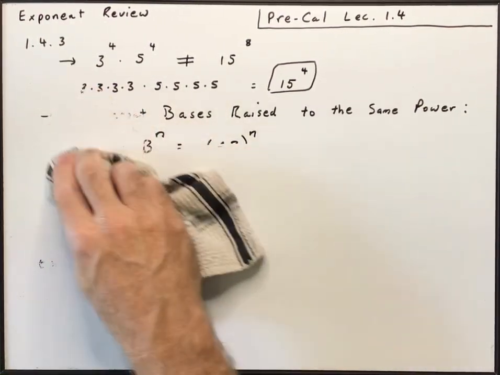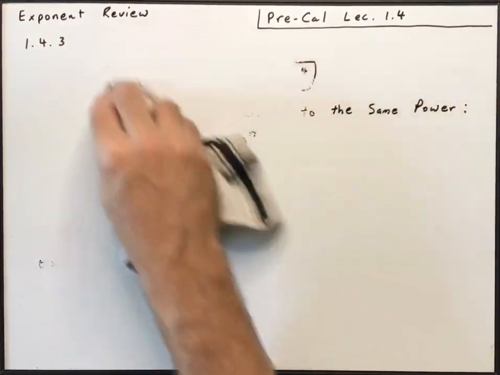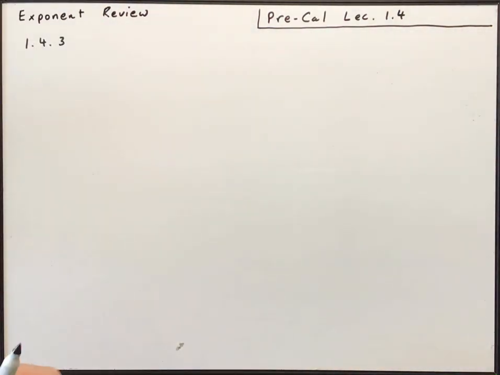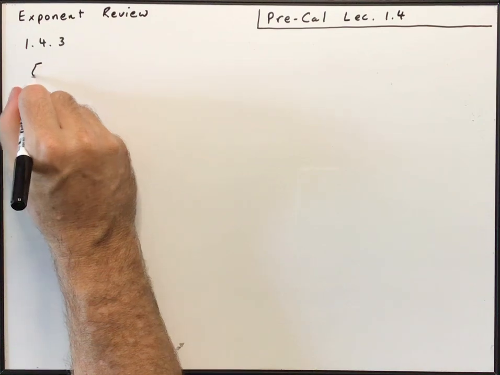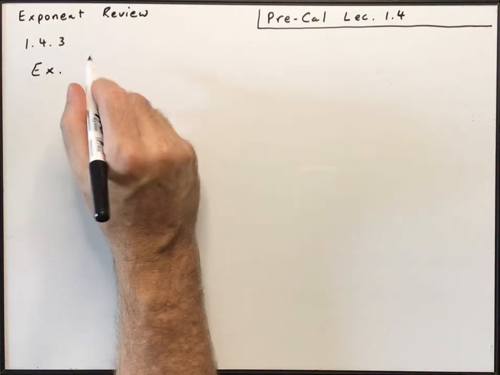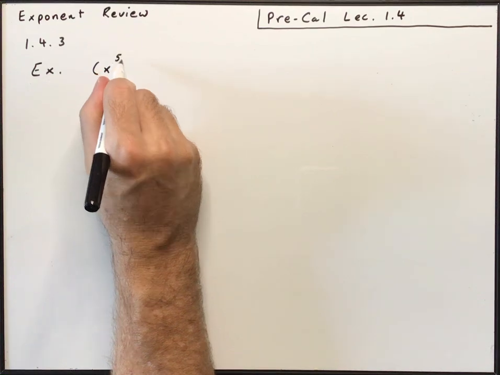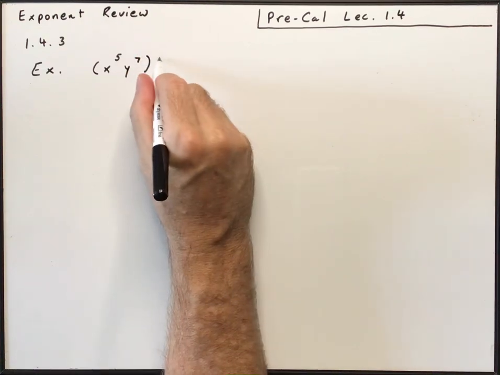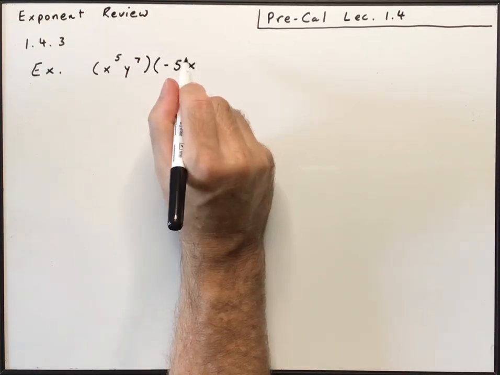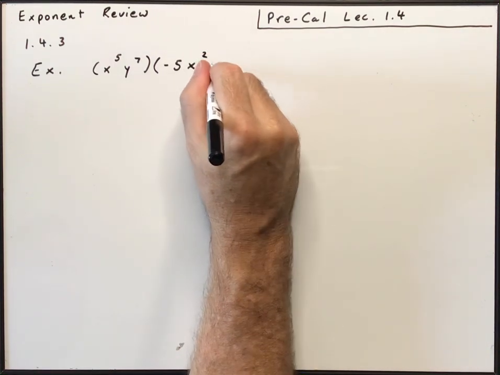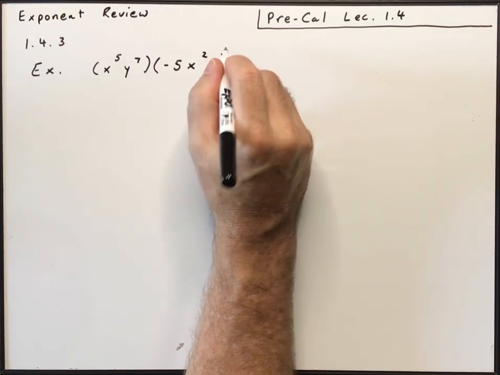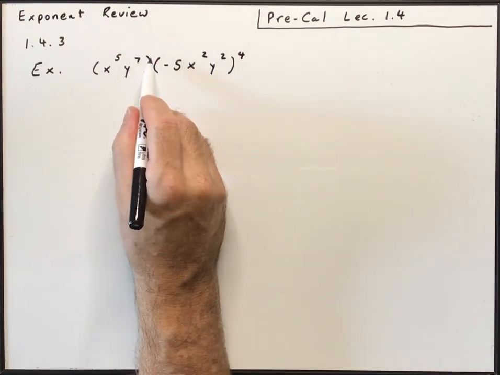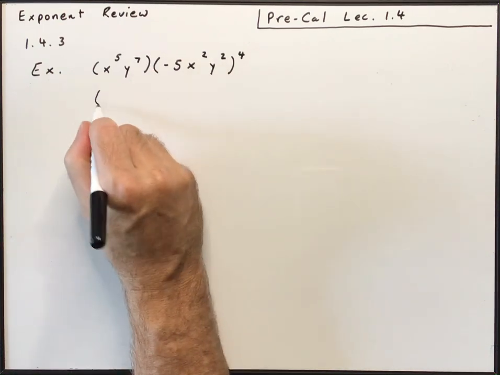All right, so a bunch more examples for this section, and then hopefully you'll have it down if you don't already. So we want to evaluate x to the 5th times y to the 7th times negative 5x squared y squared all raised to the 4th power. Now x to the 5th times y to the 7th is just really to the 1st power, so I'm just going to rewrite that again.